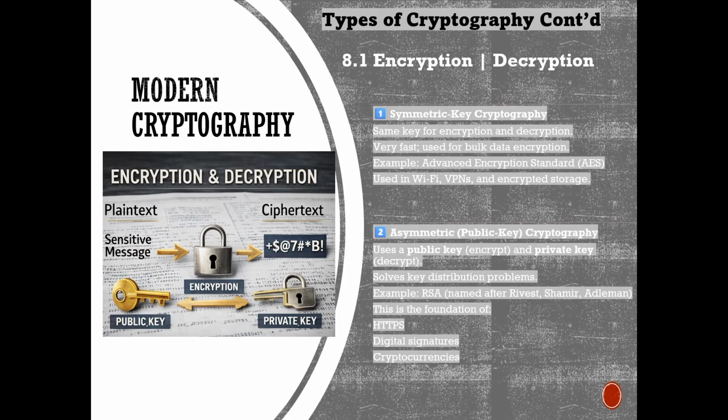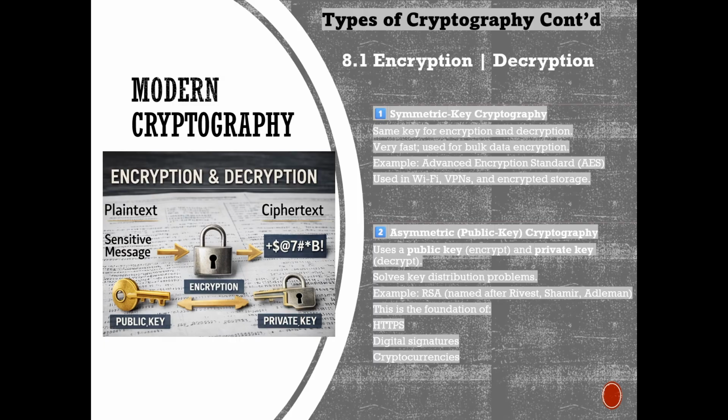Now let's take a closer look at encryption and decryption. There are 2 types of encryption. One, which is symmetric key cryptography, and 2, asymmetric. The first type of encryption is symmetric key cryptography. Now this uses a single key for encryption and decryption. It makes it very fast, which is used for bulk data encryption. An example would be the Advanced Encryption Standard, which is AES, used in Wi-Fi, VPNs, and encrypted storage.